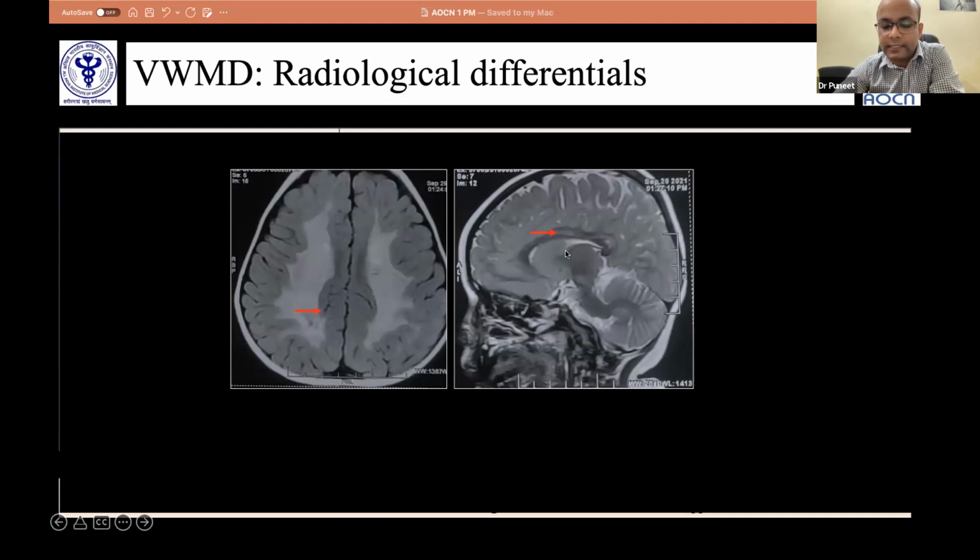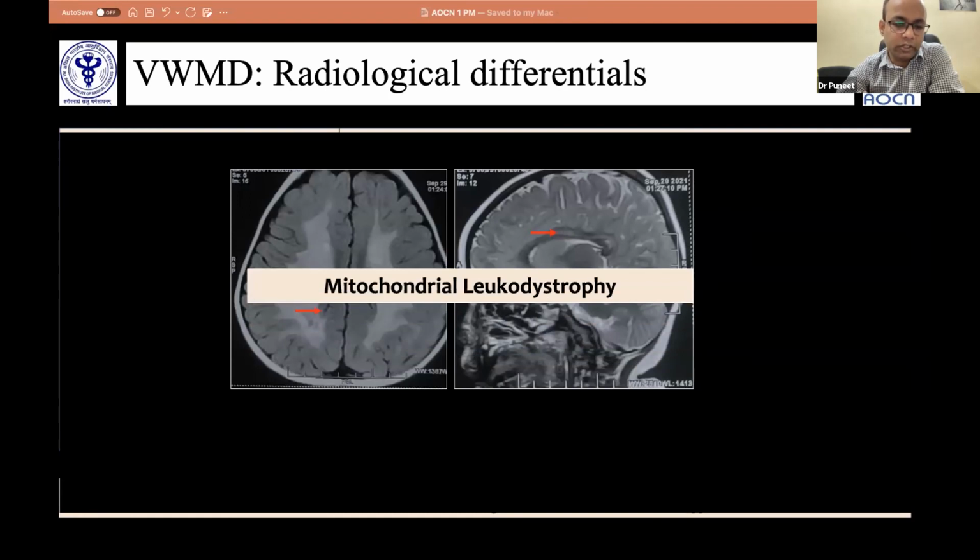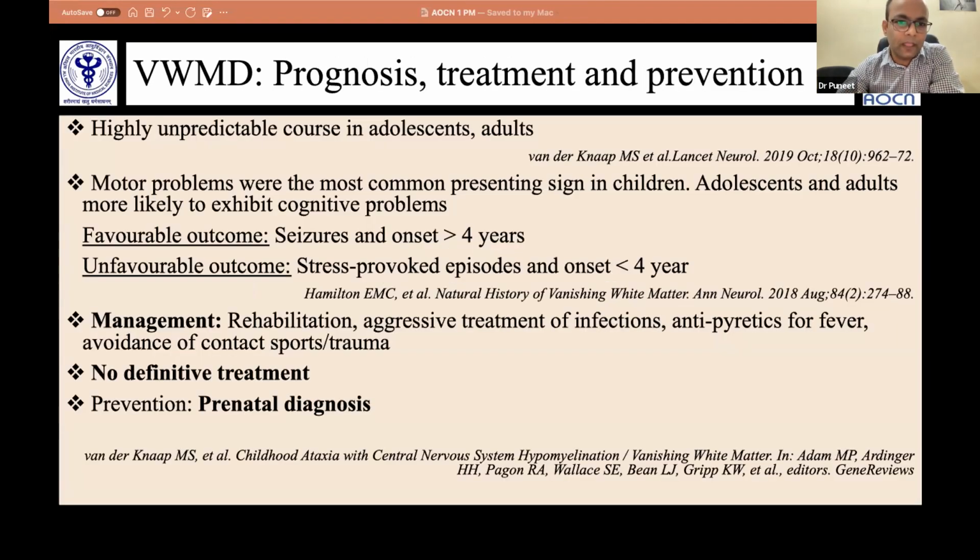And when we see the sagittal section, we find that there is a selective sparing of the inner as well as the outer rim and the selective involvement of the middle blade of the corpus callosum. So genetics was sent for this child, and it did show a mutation in one of the mitochondrial genes. Hence, this was a mitochondrial leukodystrophy, closely mimicking the vanishing white matter disease.